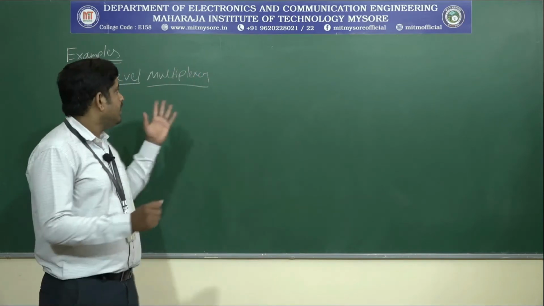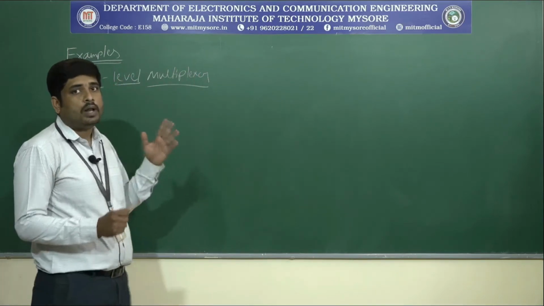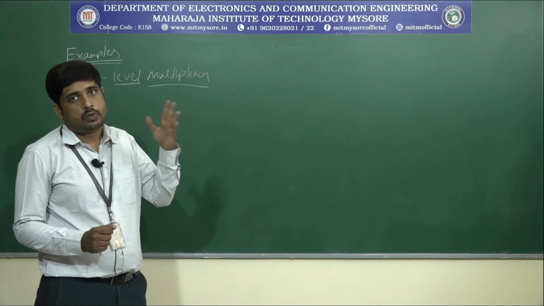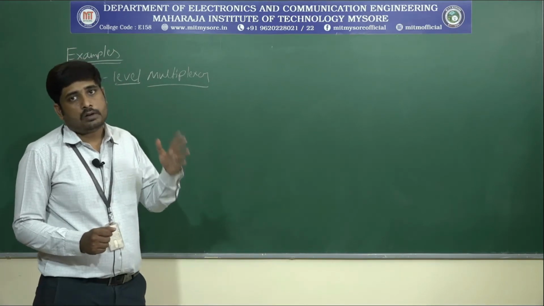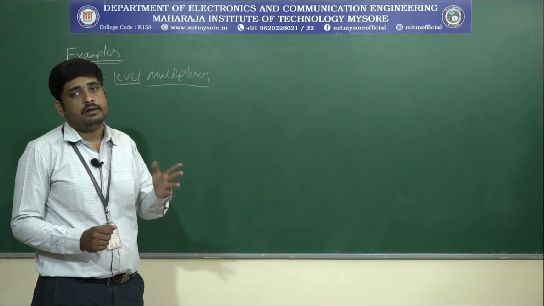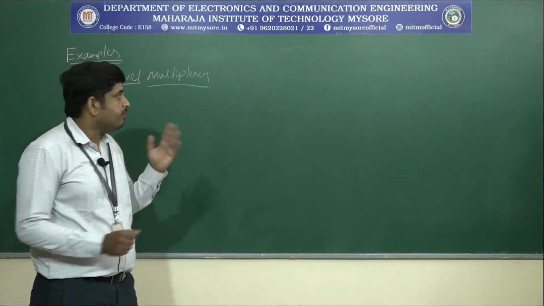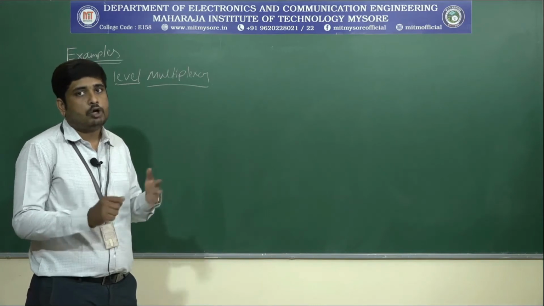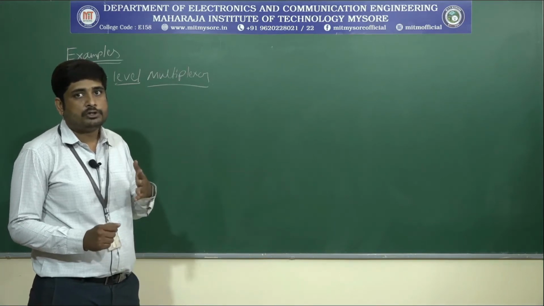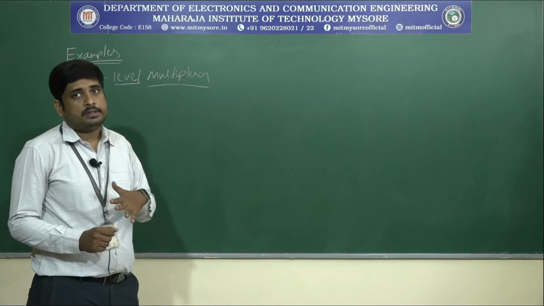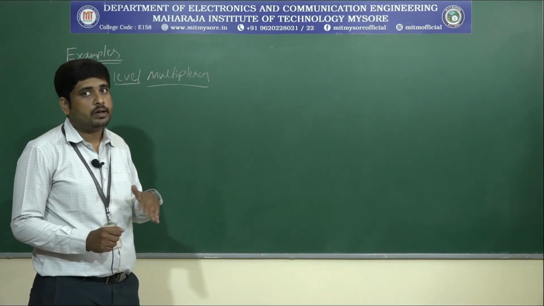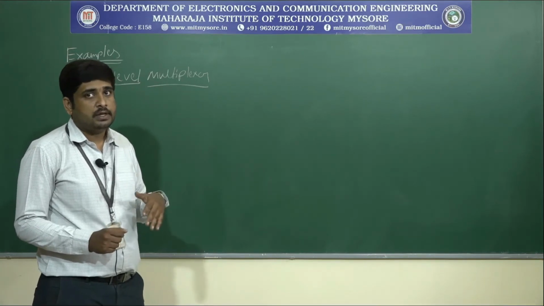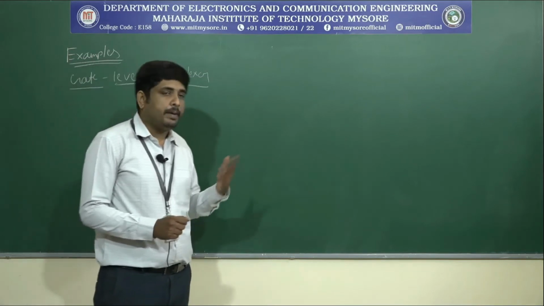First let us assume a 4:1 multiplexer. In a 4:1 multiplexer there are 4 inputs and 1 output. 4 inputs means 2 power n, where n is the number of select lines. 2 power 2 is 4 inputs, so n is equal to 2, and there are 2 select lines. So first we have to write a block diagram.